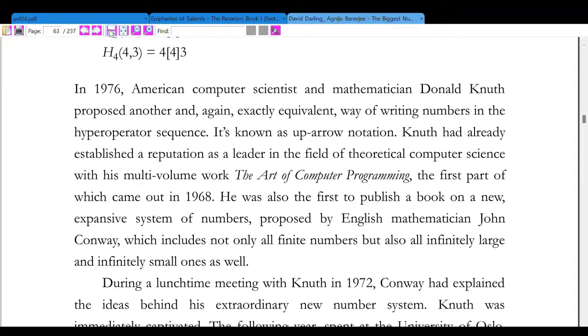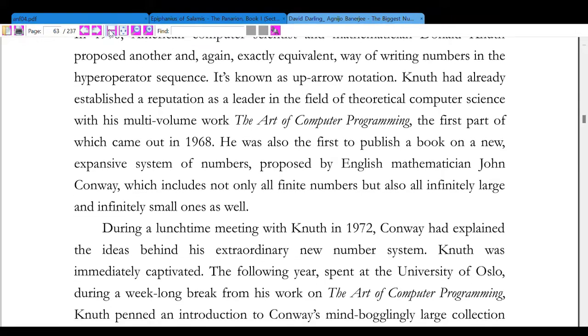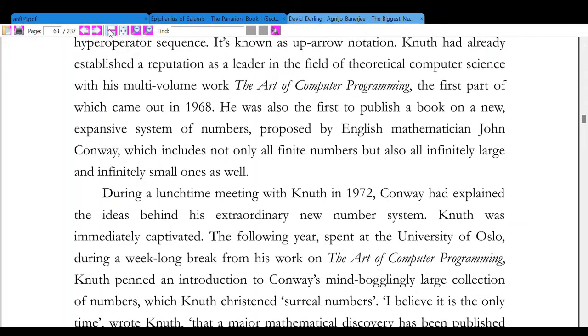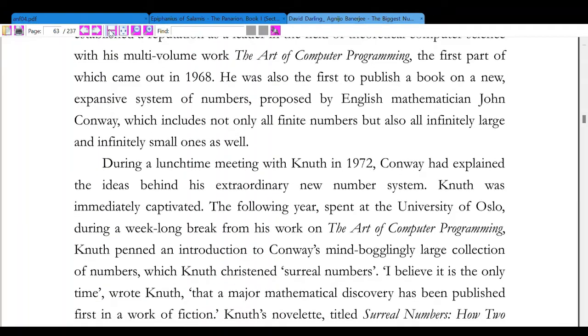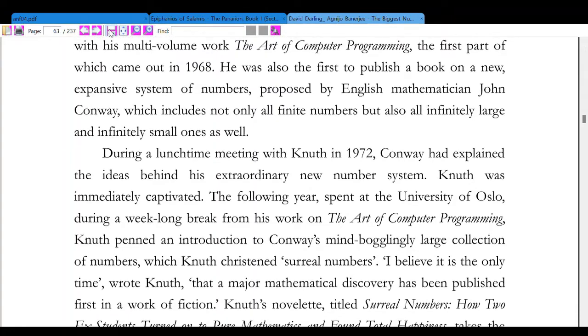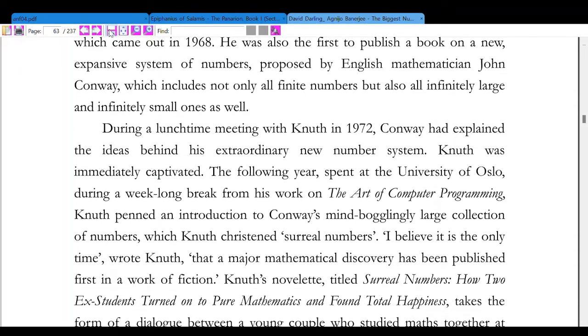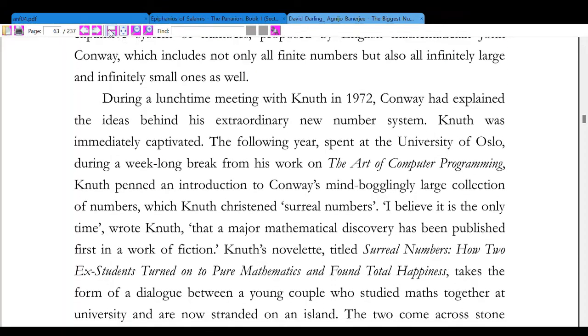Knuth had already established a reputation as a leader in the field of theoretical computer science with his multi-volume work The Art of Computer Programming, the first part of which came out in 1968. He was also the first to publish a book on a new expansive system of numbers proposed by English mathematician John Conway, which includes not only all finite numbers but also all infinitely large and infinitely small ones as well.